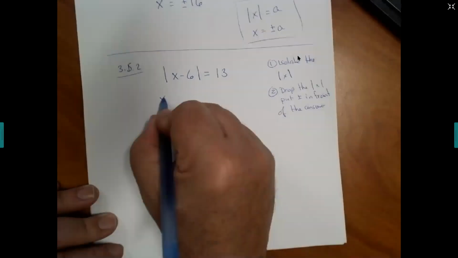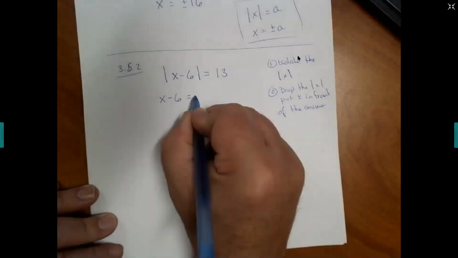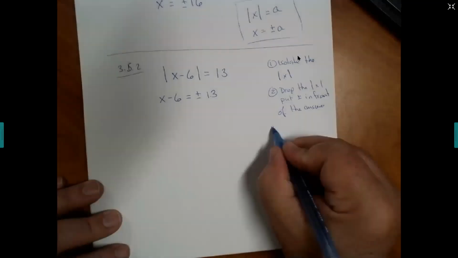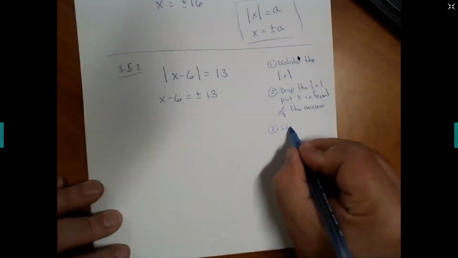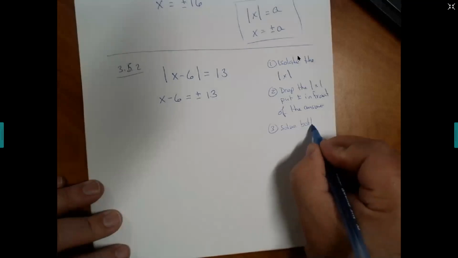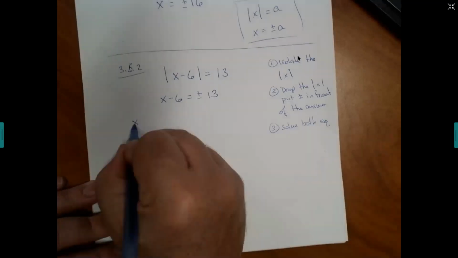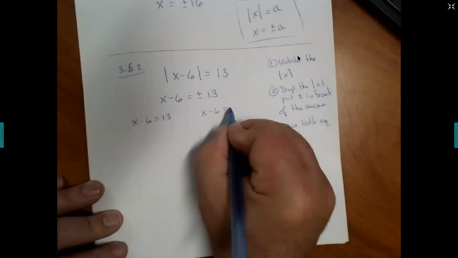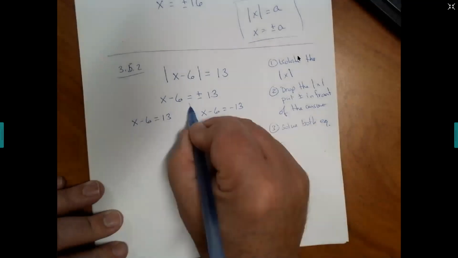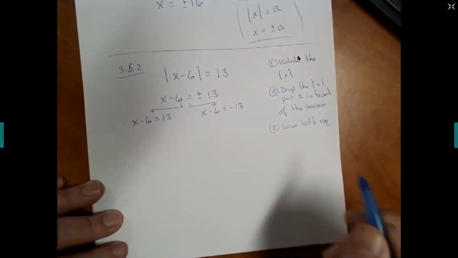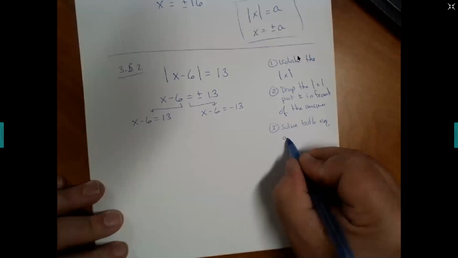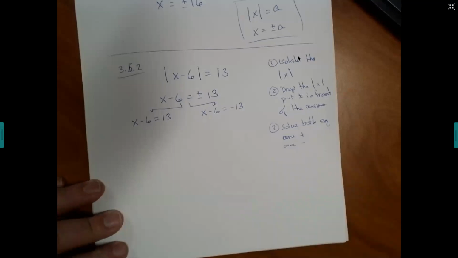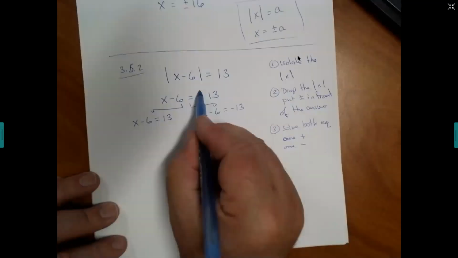So we drop the absolute value sign. So we have a plus or minus 13. Then solve both equations. We have x minus 6 equals positive 13. x minus 6 equals negative 13. One positive and one negative side. So you have to take this plus or minus into 2 parts.